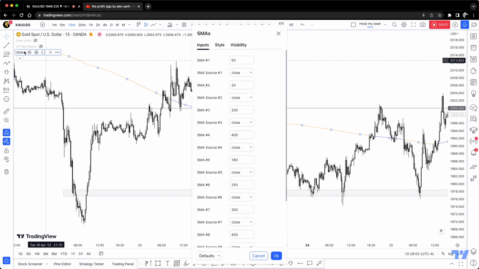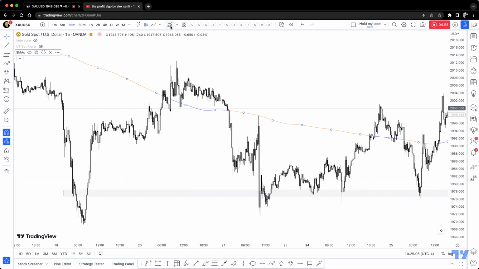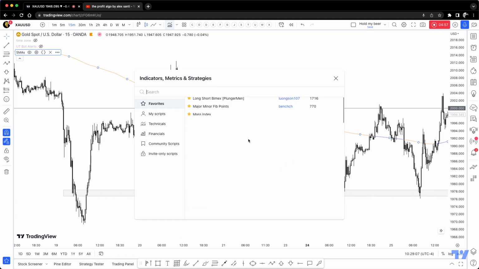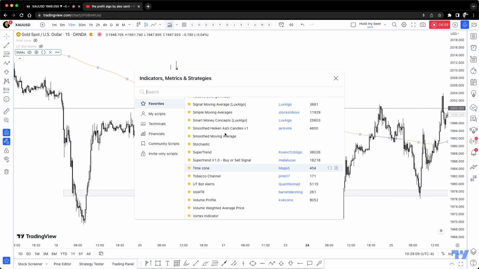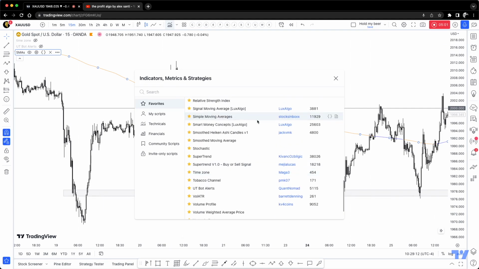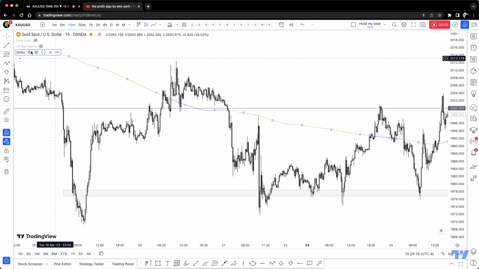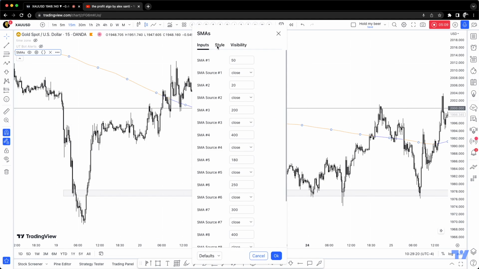Okay, so I'm actually using SMA, simple moving averages. To get that, you simply go on indicators and just type in simple moving averages. This one right here, this is the creator, okay? And this indicator comes with a lot of lines, a bunch of lines, right?